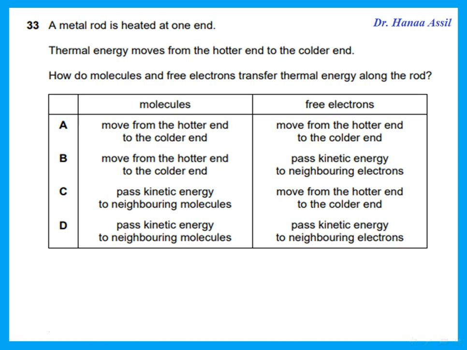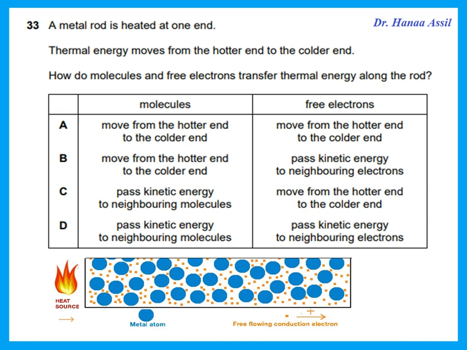A metal rod is heated at one end. Thermal energy moves from the hotter end to the colder end. How do molecules and free electrons transfer energy along the rod? Remember that energy is transferred along metals by conduction. Now, how does conduction happen? The molecules pass kinetic energy to the neighboring molecules, and the electrons move from the hotter end to the colder end. So remember that it is the electrons that move, and the atoms just vibrate and pass their kinetic energy to the next molecule.